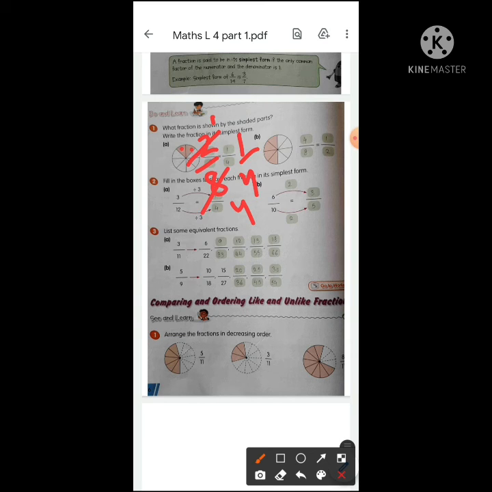Same way B1. How many parts are there? Total 8 parts are there. From that how many are shaded? 1 2 3 4. 4 parts are shaded. So we will write here 4 upon 8. And we can cut this. Yes, we can cut this into the simplest form, that is 4 1s and 4 2s. So here will be 1 upon 2.